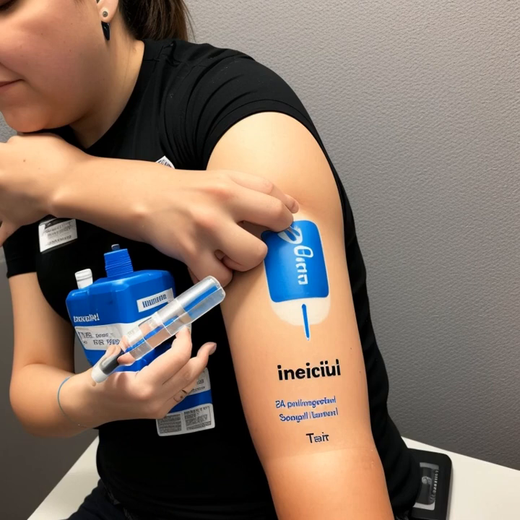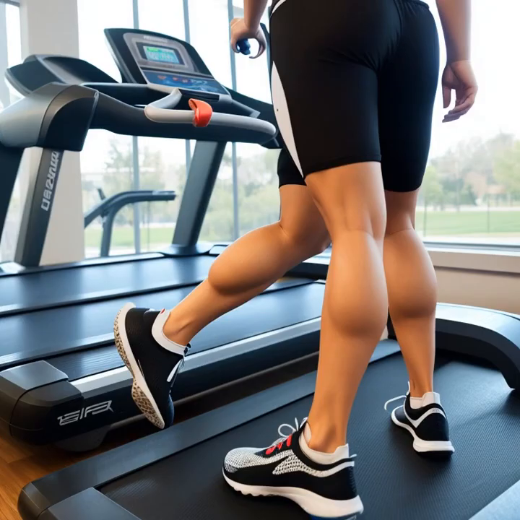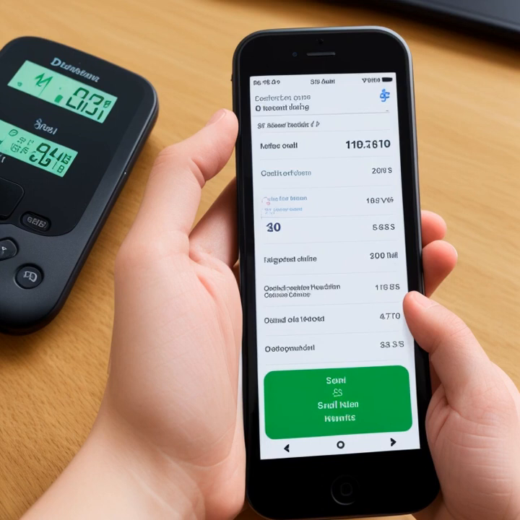Additionally, aiming for at least 150 minutes of moderate intensity exercise per week can improve insulin sensitivity and overall health. Number 2, blood sugar monitoring. Regularly monitoring blood sugar levels allows individuals with diabetes to make informed decisions about their treatment and lifestyle choices. This can help prevent sudden spikes or drops in blood sugar and keep levels within a healthy range.